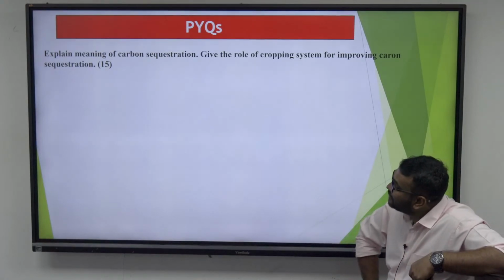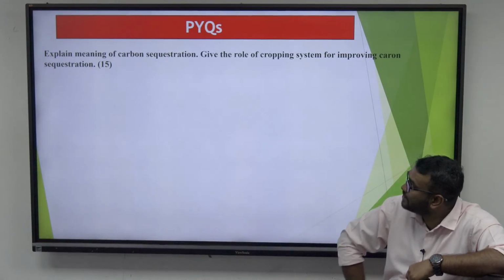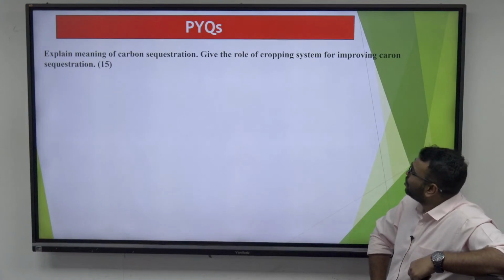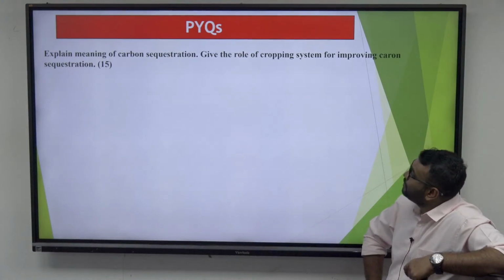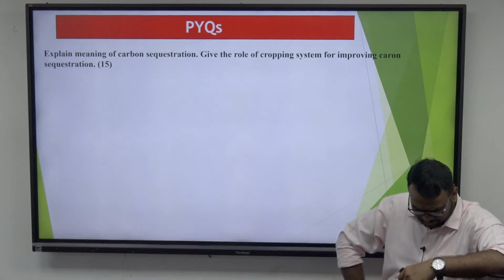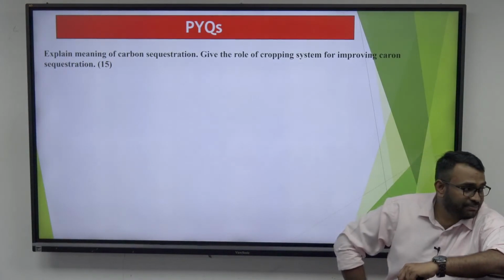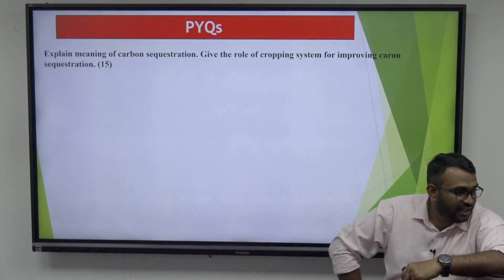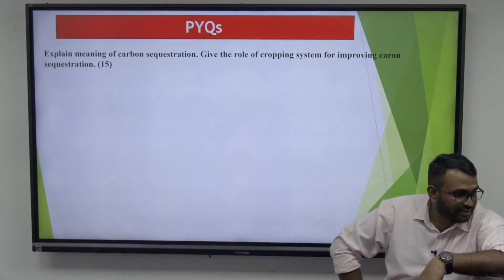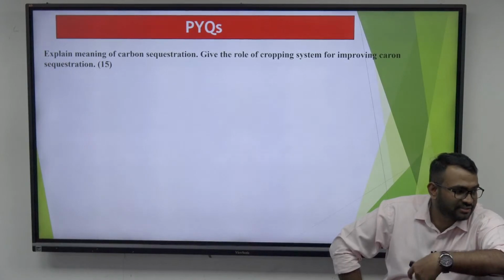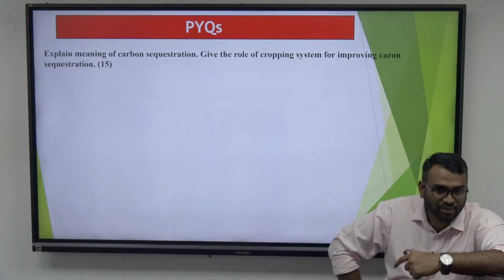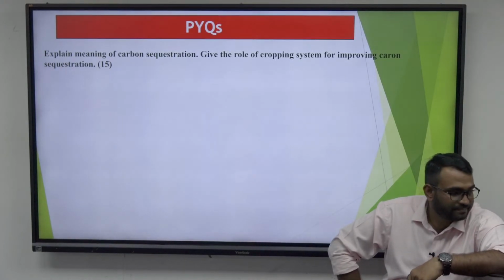So this is the 15 markers question. Explain the meaning of carbon sequestration. Give the role of cropping system for improvement of the carbon sequestration. So take like 30 seconds, even online people, and give me your structure in the comment section so that I can know that you are participating in the classes. And you also take 30 seconds and give me the structure. What is it that you are going to follow in the answer?